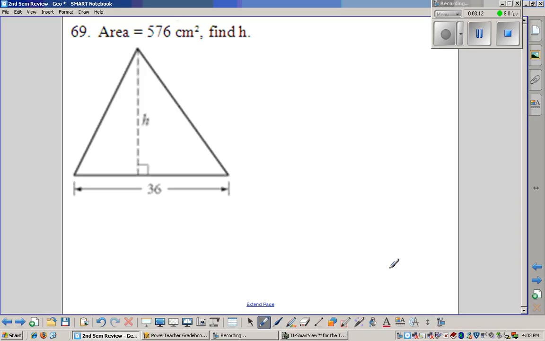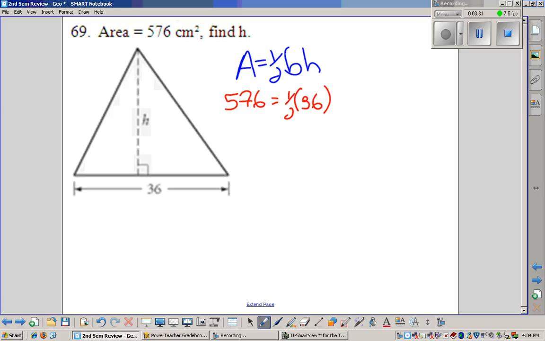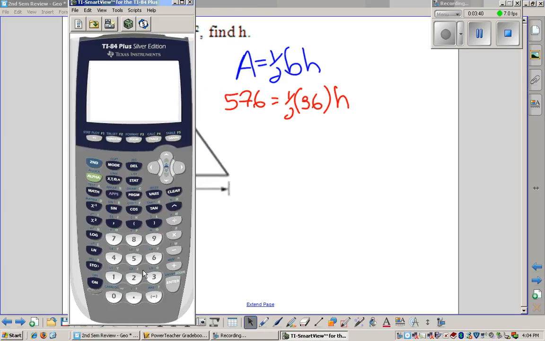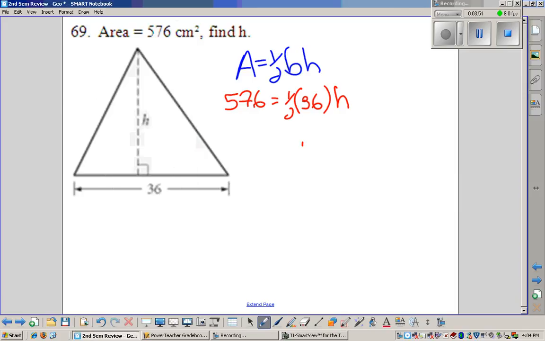Okay, now they want the area of a triangle. So area equals 1/2 base times height. They want us to find the height. They give us the area, so we plug in the things that we know. We know area, 576. Half, base of 36. And we have h for height. So all we need to do is solve by getting rid of the half. We'll take 576 and multiply by 2, and we'll get rid of the half. Then we'll follow it up by dividing by 36. So the height is 32.